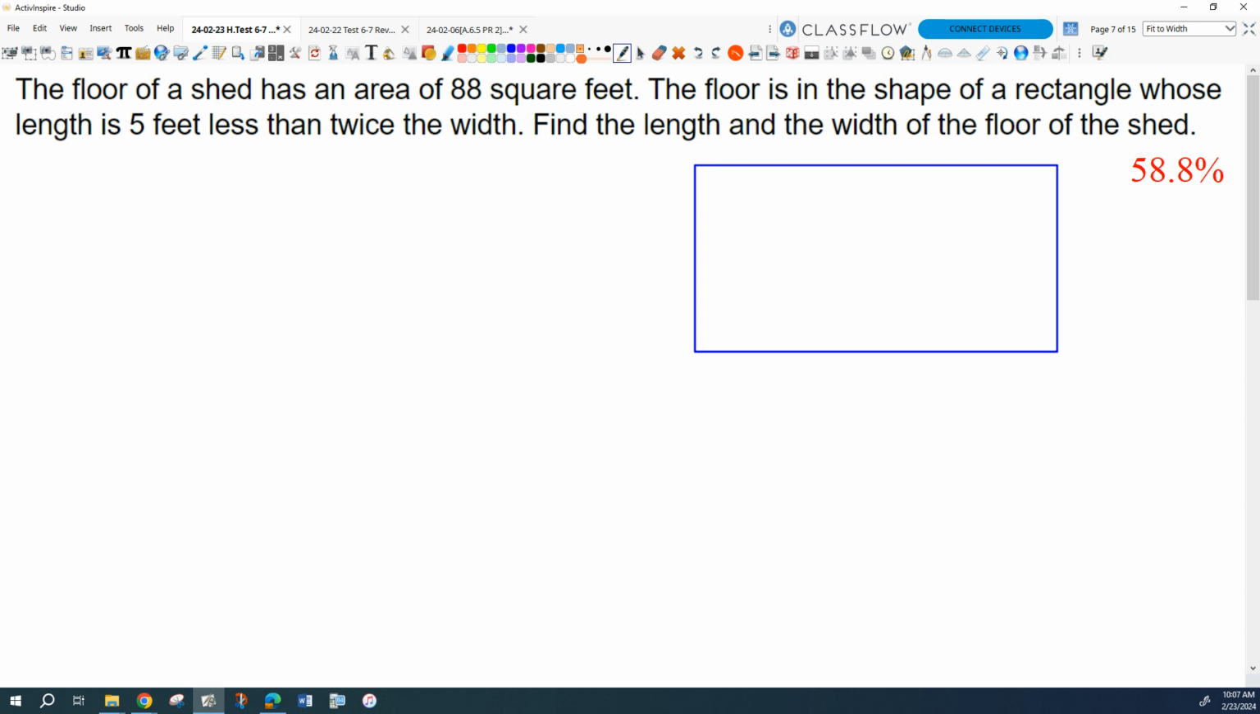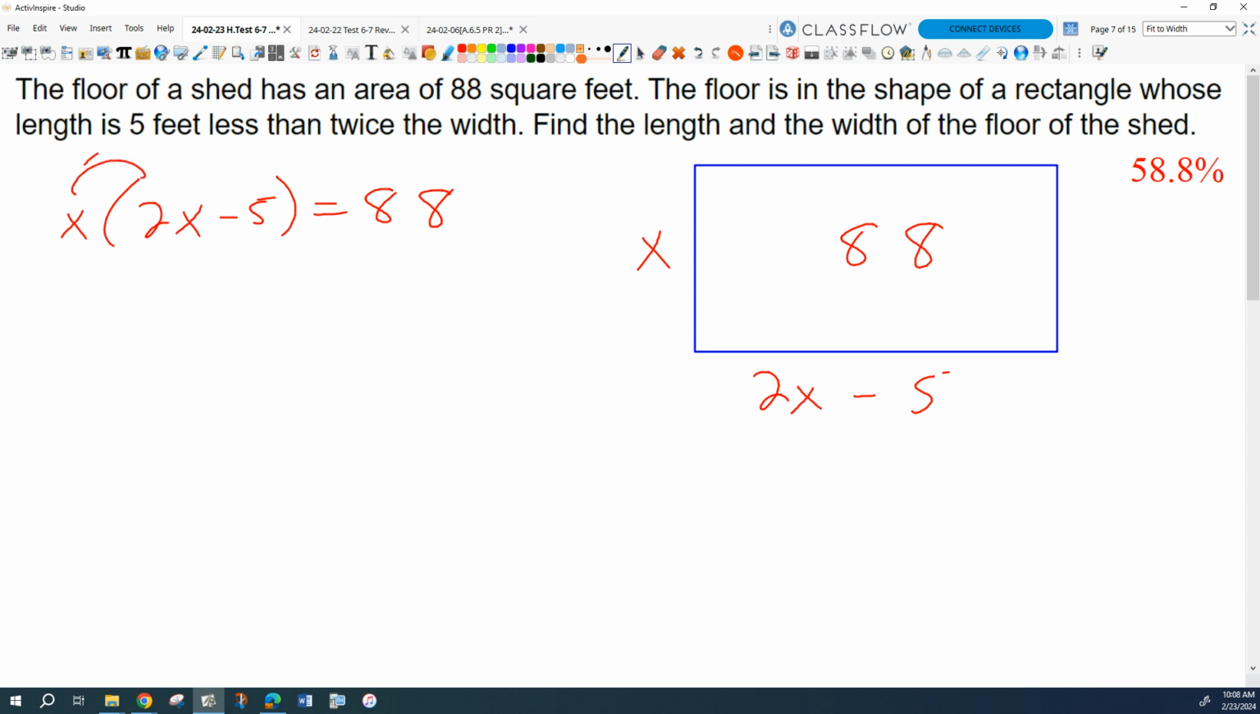How am I going to label the dimensions of this if the length is 5 less than twice the width? Okay, so if we call the width x, that's fine. What's the length then? 2x minus 5. And the area is 88. So what's my equation? x times 2x minus 5 equals 88. There you go. Now we can just flip into math mode, and that's not a very tough equation to solve, right? Well, what would I do to solve that thing? What do I do first? Distribute. Good.